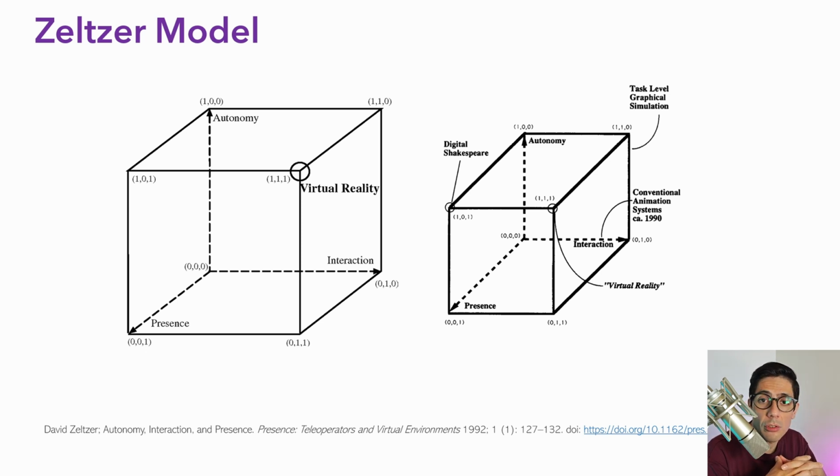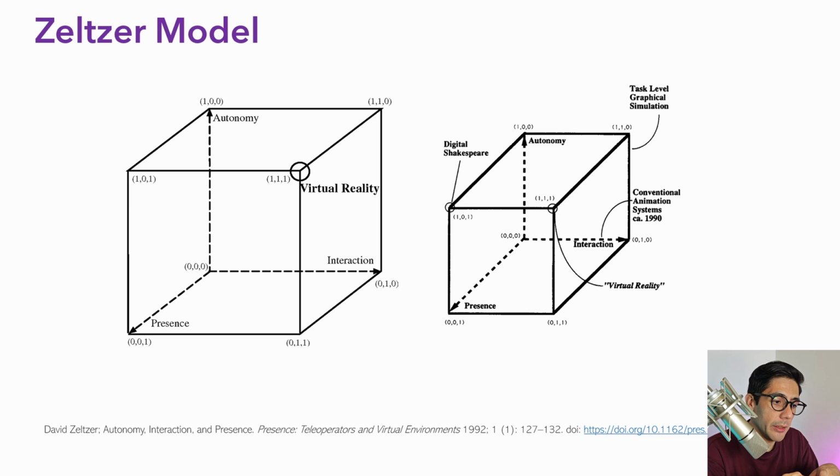And this is not new. This is an old model from '92, but it's useful to look at because it's at least a starting point for anyone. It's a simple starting point to navigate producing a virtual reality experience. So what Zeltzer says is that we have probably three main factors or variables to look at when we produce a virtual reality experience.